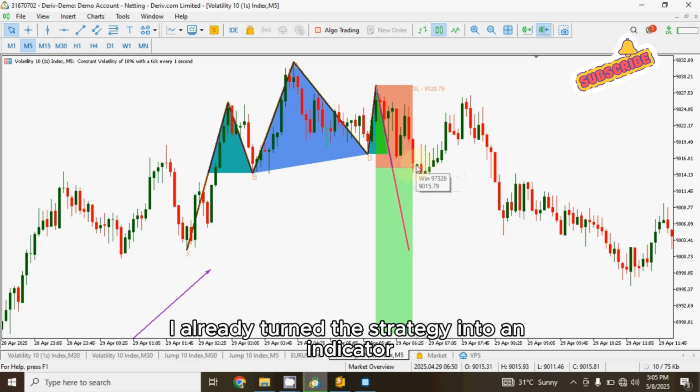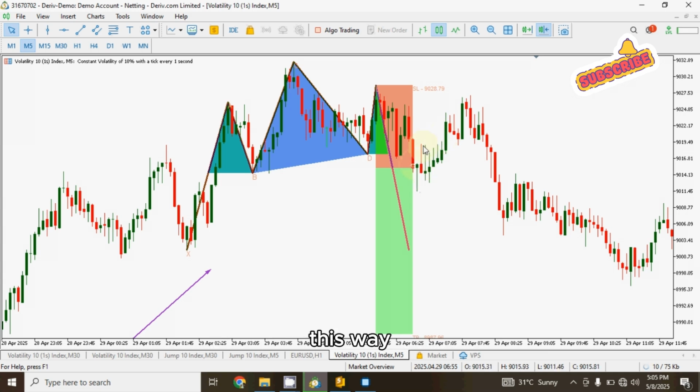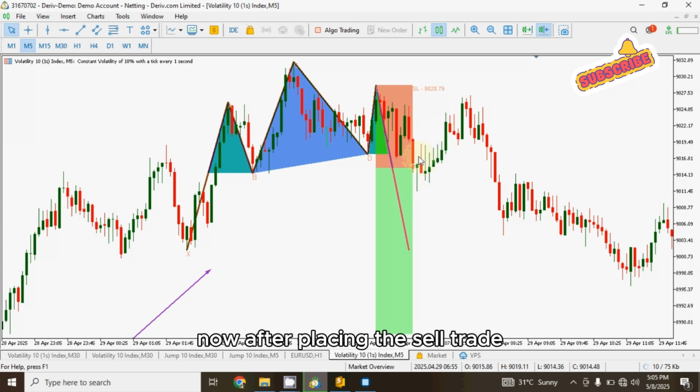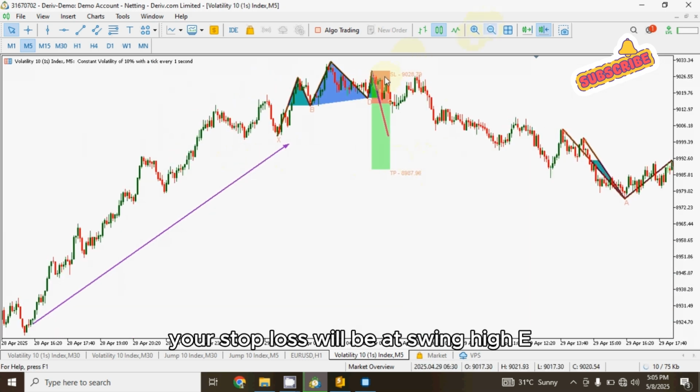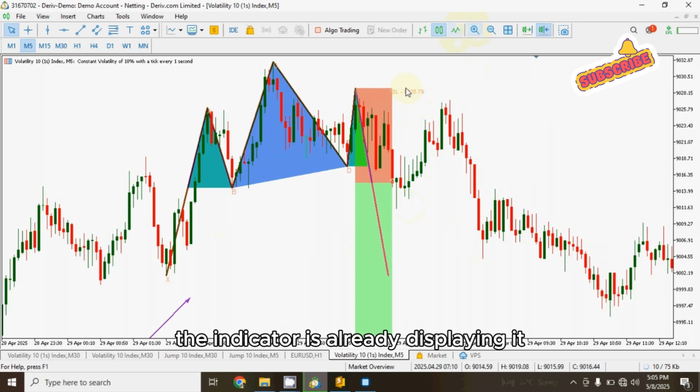I already turned the strategy into an indicator. That's why it is showing on my screen this way without me needing to draw anything on the chart. Now, after placing the sell trade, your stop loss will be at swing high E. You can see that the indicator is already displaying it.